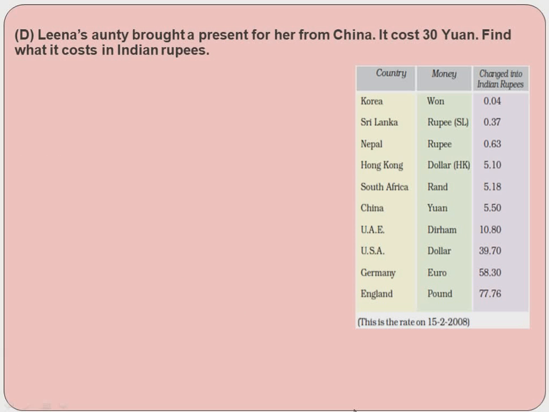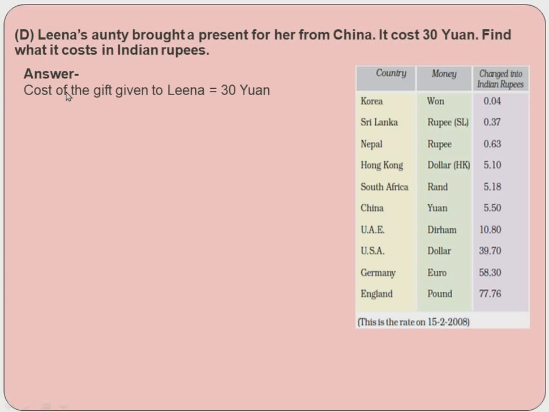Lina's auntie brought a present for her from China. It cost 30 yuan. Find what it costs in Indian rupees. Now, what is the question, children, here? Lina's auntie brought a gift for her from China. So, in China, what is the currency? It is yuan. And each yuan, if you exchange, how much you will get? 5 rupee 50 paisa in Indian currency. So, it costed 30 yuan. It seems to buy there, it costed 30 yuan. Find what it costs in Indian rupees.